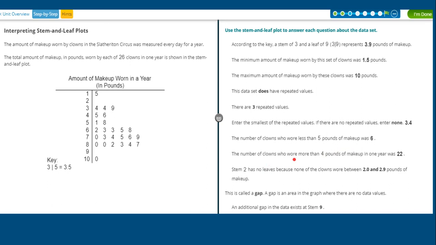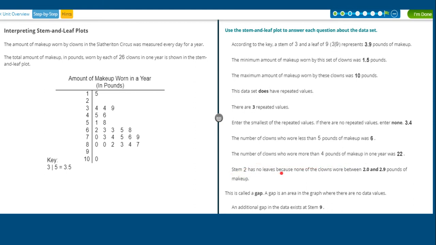The number of clowns who wore more than 4, you know what? I missed this one too, guys, because I said, oh, that's easy, more than 4, and I counted 5.1, 5.8. So I counted all of these values right here and got 20. But it's not 20, because guess what? You have to count the 4.5, that's higher than 4. And you have to count the 4.6, that's higher than 4. So it's not 20, but it's 22. So 22 would be the answer there. See, if you don't slow down and think about these, you can miss the questions just like I did, okay?